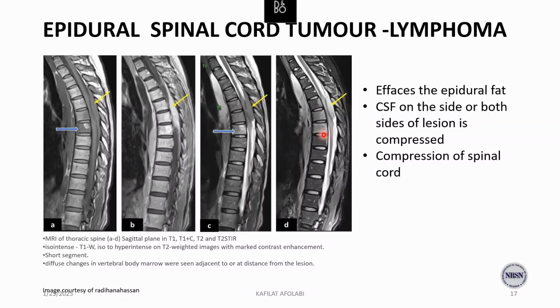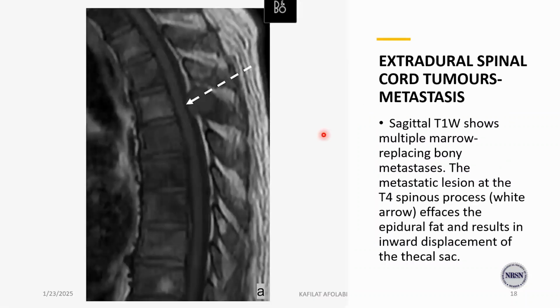The close differential of this is epidural metastatic lesion. Again, the findings of an epidural lesion are present here. We can see the interruption of the epidural fat at the level of this lesion, which is closely related to the spinous process of T4. You can see that there is obliteration of the CSF space adjacent to the lesion, but the cord appears not to be compressed in this case.